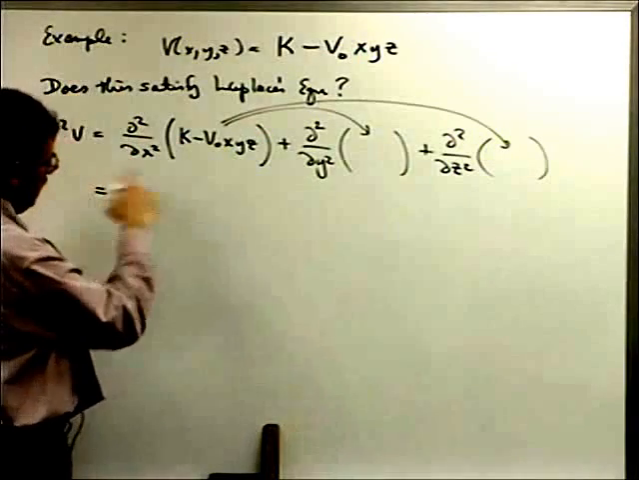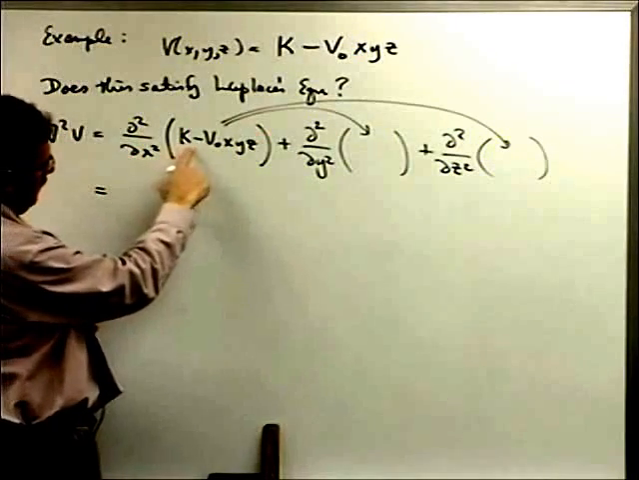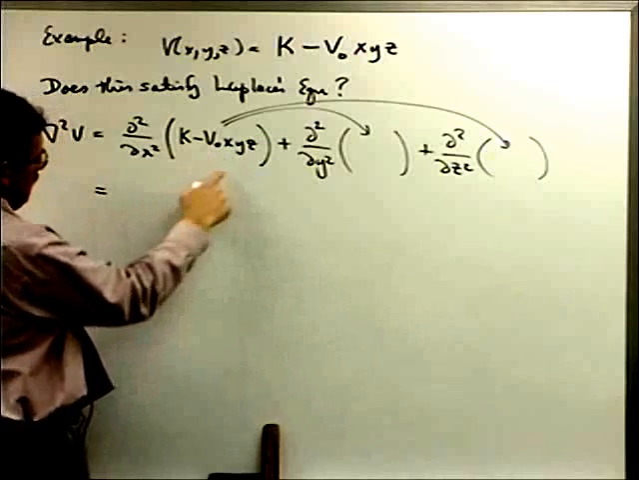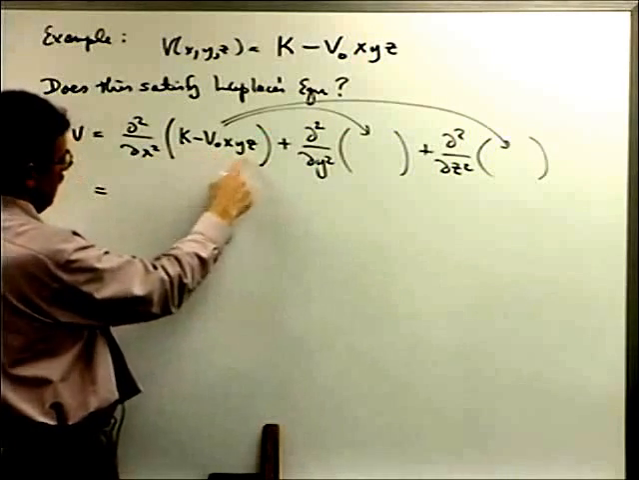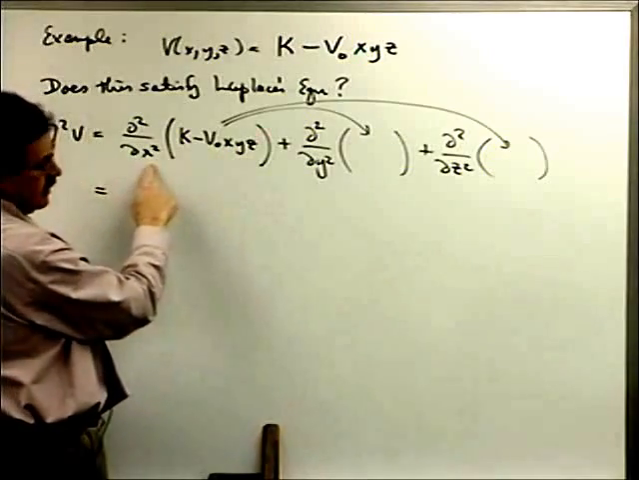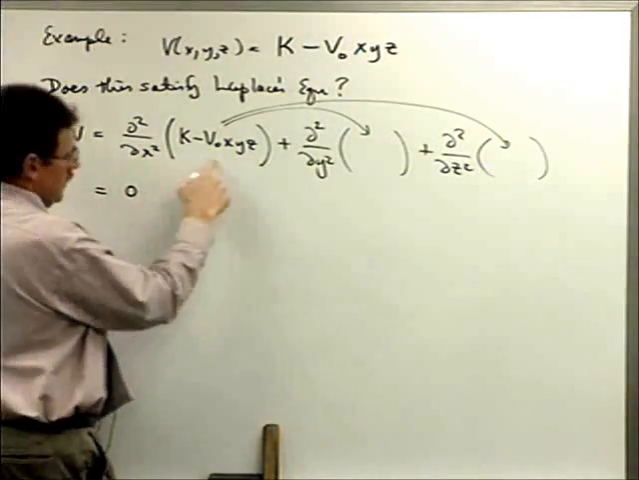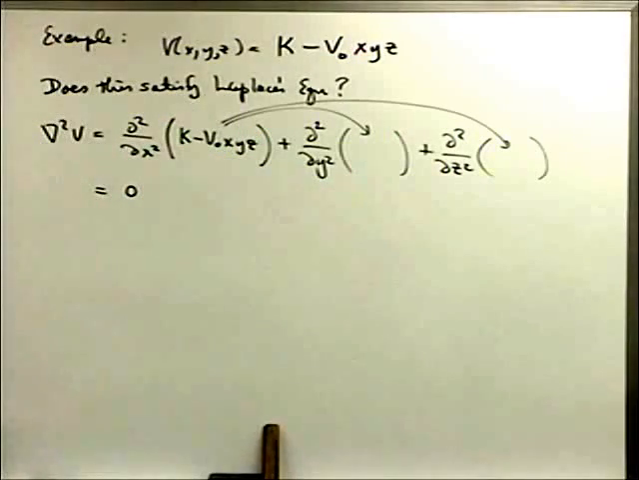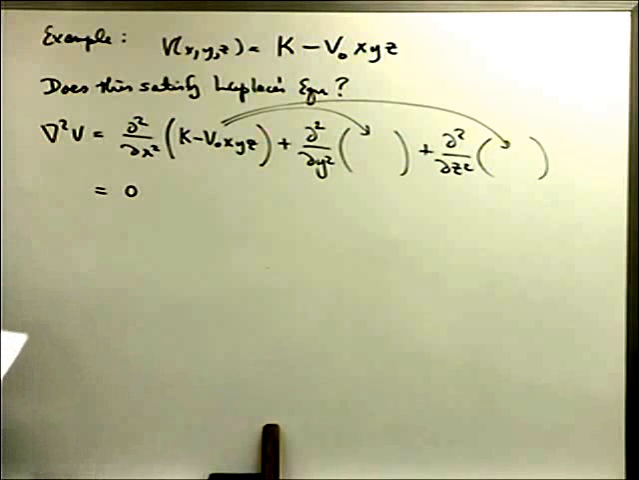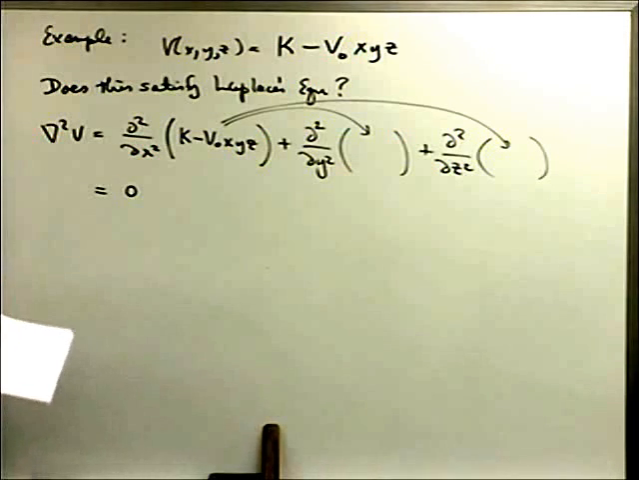So we differentiate the constant once, it goes away. We've got a minus V0 xyz. We differentiate that once, we get minus V0 yz. We differentiate it again, we get 0. So we're going to get 0 from each of these terms because there's only a linear function in here, and when you take two derivatives of that, you get 0 back. So it does appear to satisfy Laplace's equation, which means it could be a valid voltage distribution.